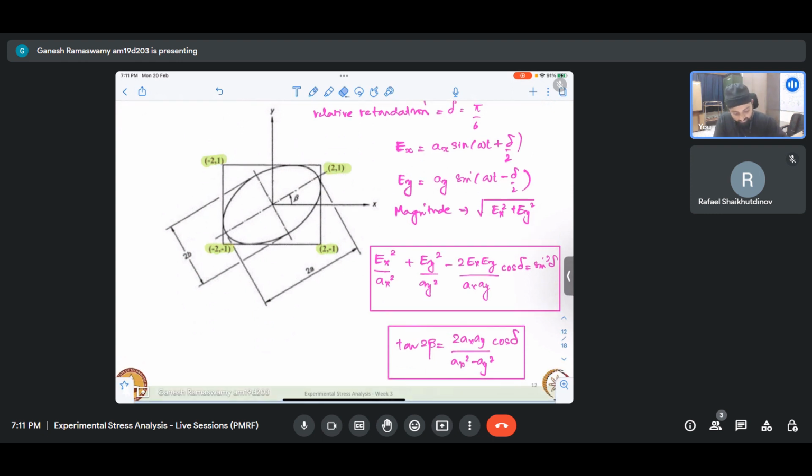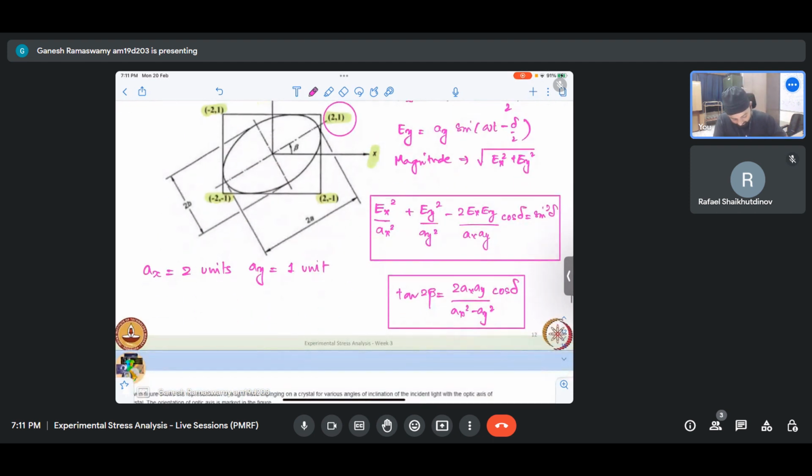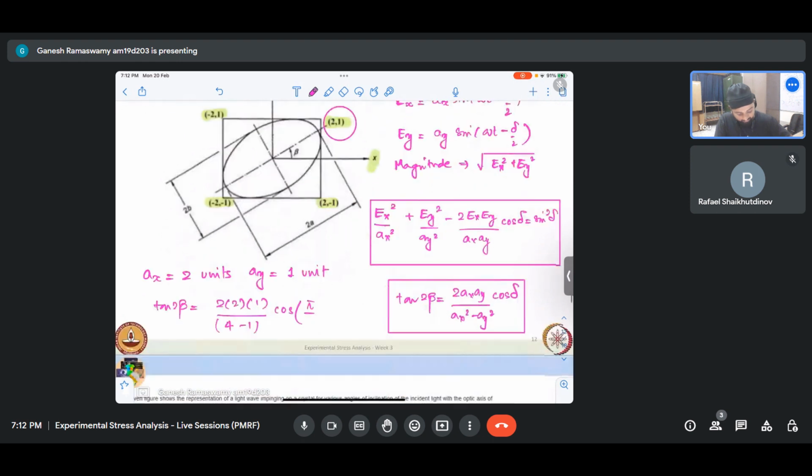So with x in this direction and y in this direction, Ax represents 2 units and Ay represents 1 unit, which is represented by this point here. So we can simply calculate it. So it will come to tan 2 beta is 2 times 2 times 1 by 4 minus 1 into cos pi by 6.